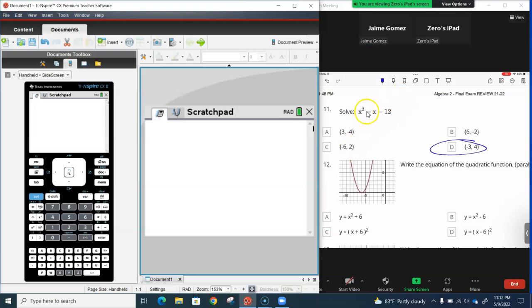Then you can just plug in the answers here. So like you could type in negative 3 squared minus negative 3 minus 12. And that gives you 0. That's the answer. Again, you can do it like that if you want to, but it's up to you. Either way works, right?